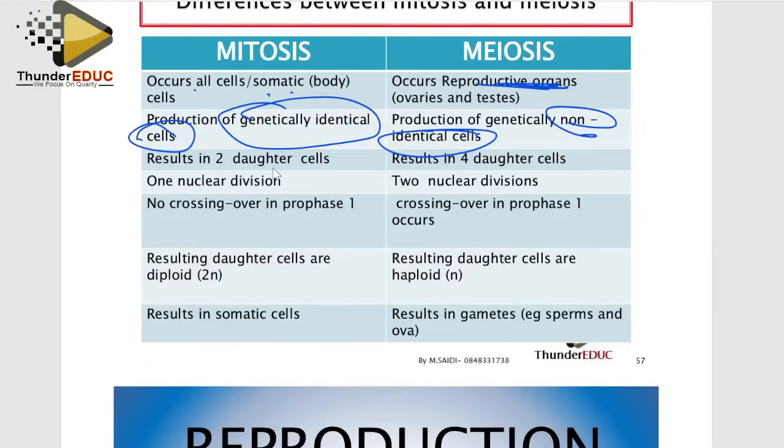So we call it variation. It is genetic. Yes, they look to be the same, they have characteristics which are the same, but there are some differences. So mitosis results in 2 daughter cells, and here meiosis results in 4 daughter cells. So at least memorize 2 of them. Then we go to the next question.